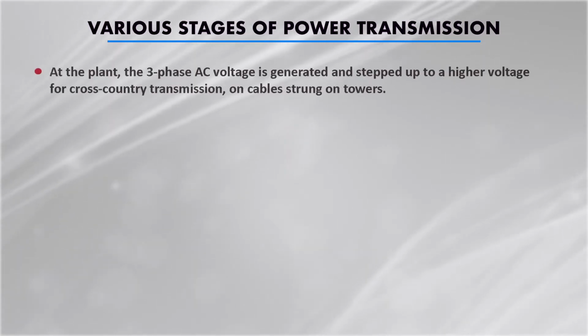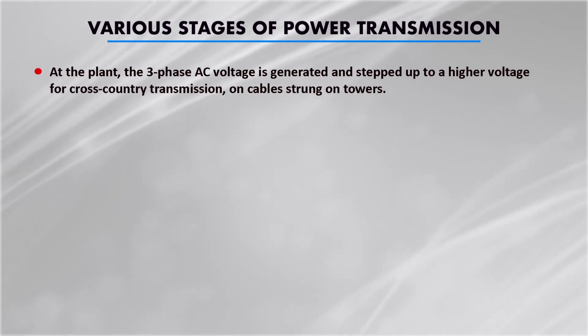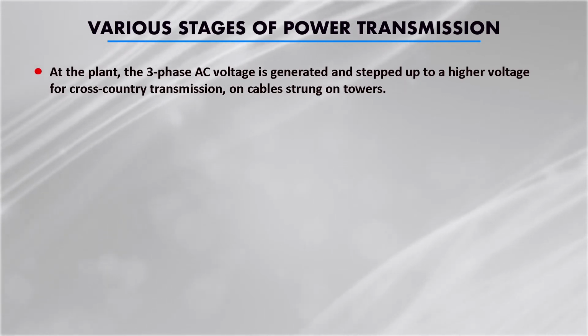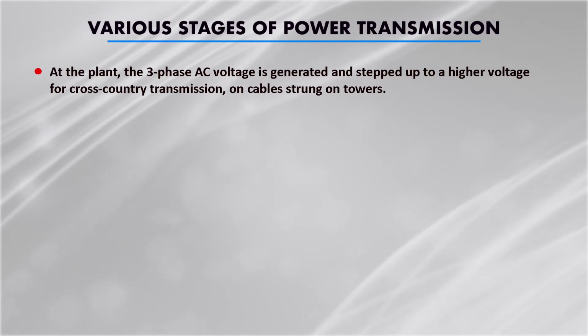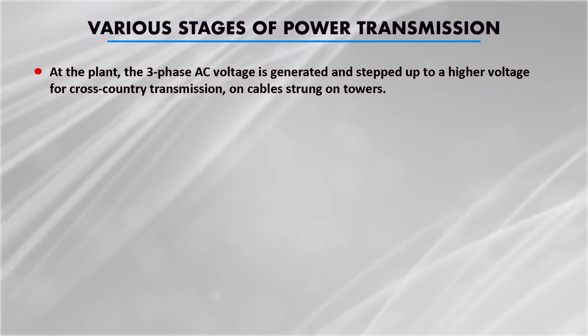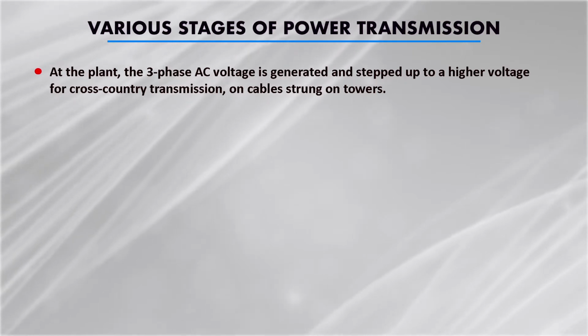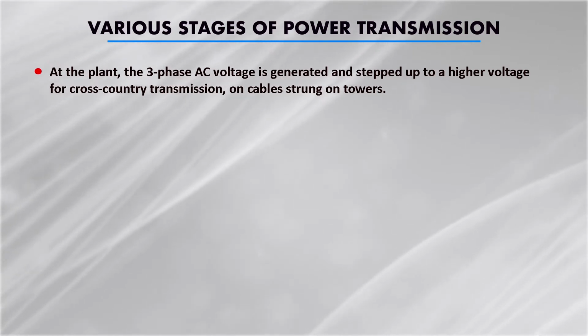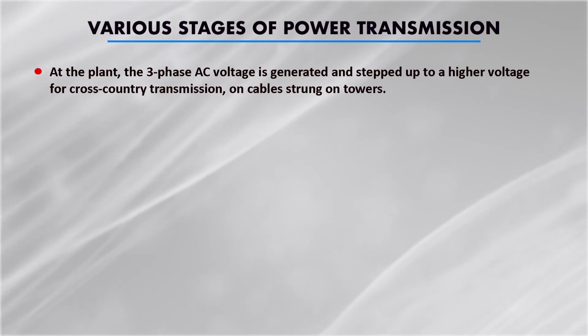So, the various stages of power transmission. At the power plant, the 3-phase voltage is generated and stepped up to a higher voltage for cross country transmission. Basically, the cables are strung on the towers.